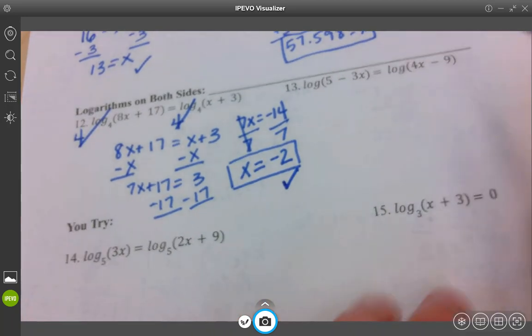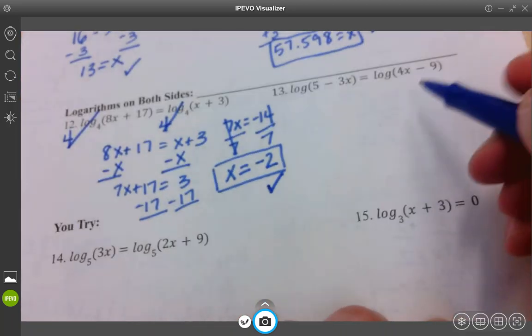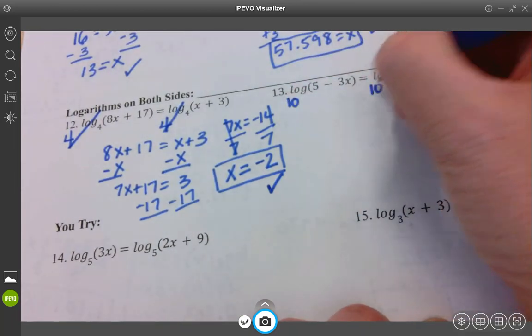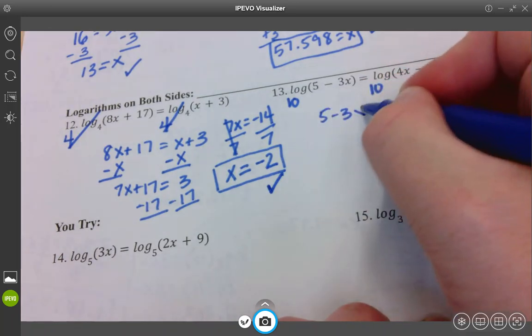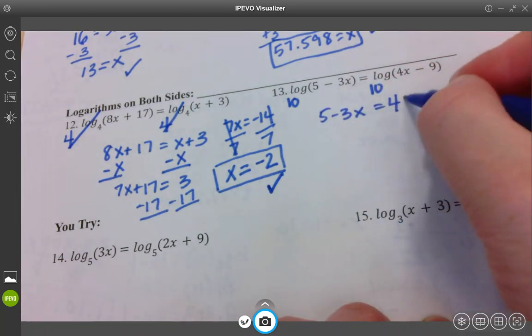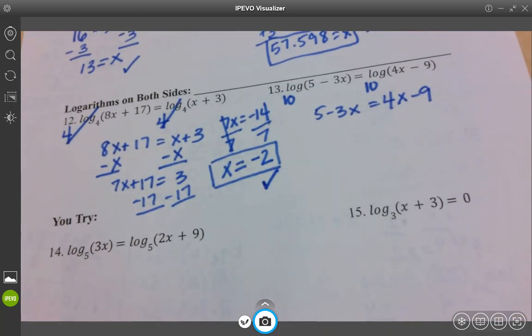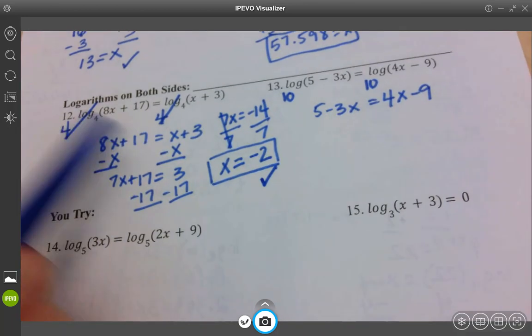Okay. All right, let's do the next one. What is the base of log? 10. So if you do the exponentiate step, it's going to be with a 10. Okay. So what's 8 times negative 2?